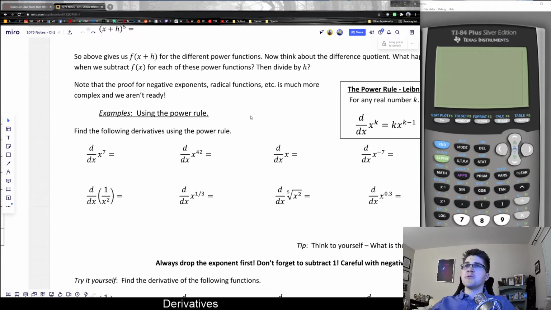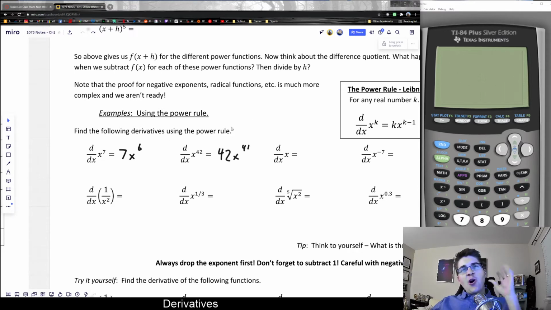Let's do some examples. So what is the derivative of x to the 7th? Well, we can always start by dropping the power and subtracting 1. That's it. Easy game, derivatives, done. And this same idea will hold for anything. So what about x to the 42? Drop the power, subtract 1: 42x to the 41.